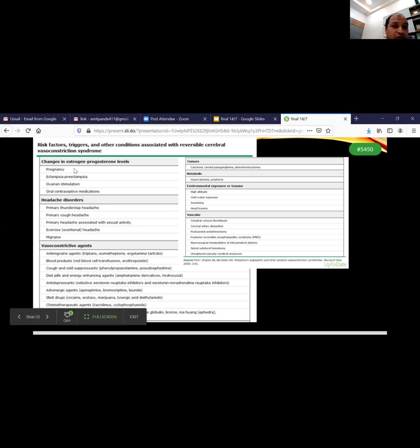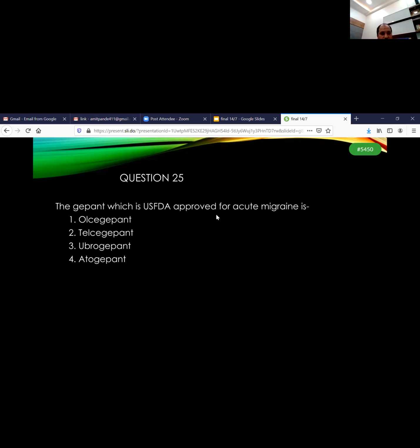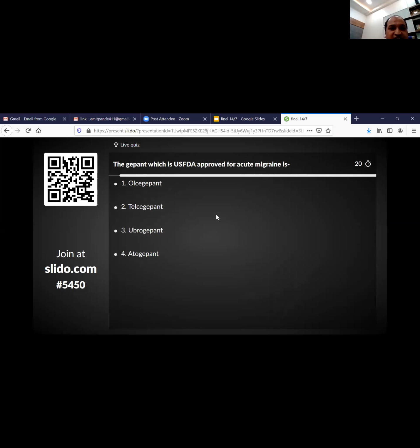So you have to remember it is associated with changes in estrogen and progesterone levels, headache disorders, vasoconstrictive agents, tumors, metabolic, environmental exposure, and vascular causes. Okay, good. The second last question for the quiz. The Gepant which is US FDA approved for treatment of acute migraine is: Olcegepant, Telcagepant, Ubrogepant, Atogepant. Which one of the following? Go on your voting pads and start voting.